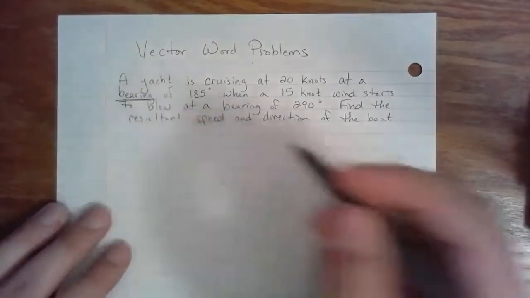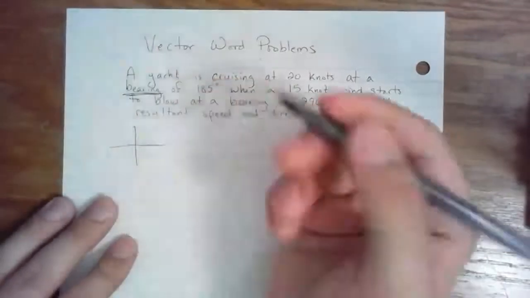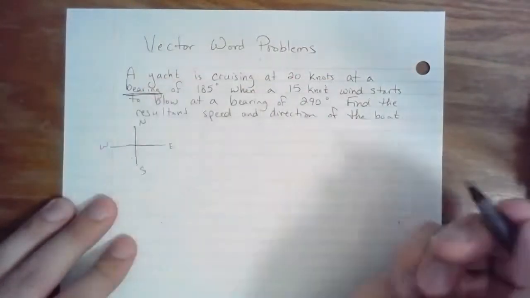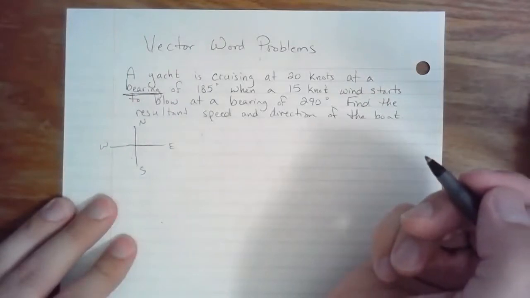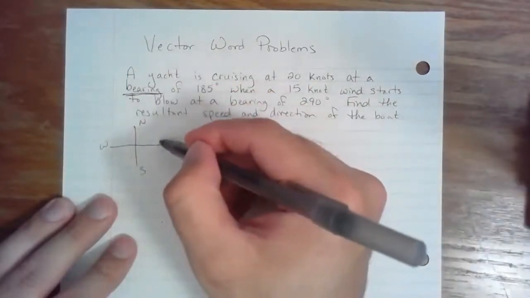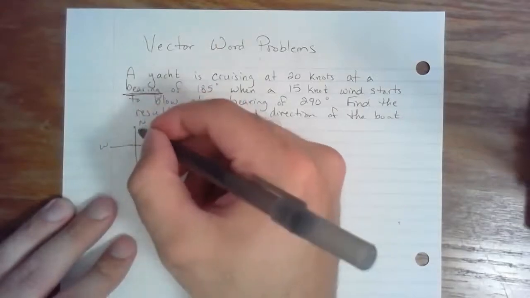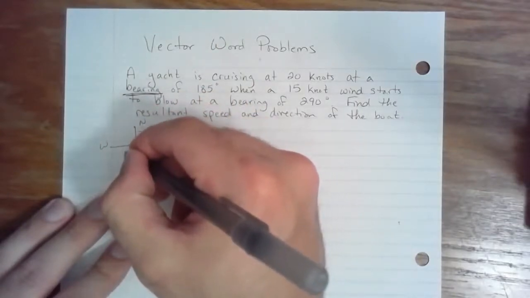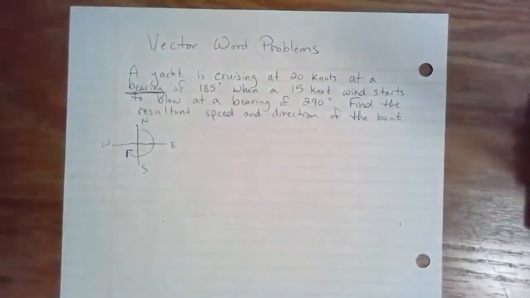What I mean by that is that if I'm thinking about our cardinal directions, north, south, east, and west, when we measure bearings, instead of starting on the eastern axis and going counterclockwise, we actually start on the northern axis and move clockwise. So this is how we move when we deal with bearings.